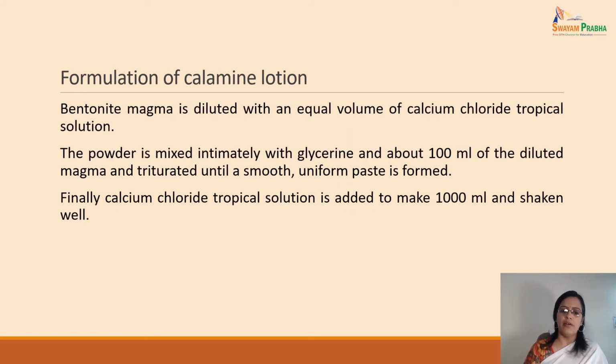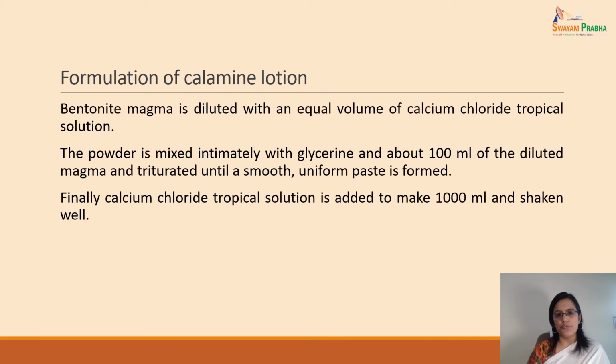Calamine lotion: bentonite magma, which is diluted with an equal volume of calcium chloride tropical solution, right? Powder is mixed intimately with the glycerin and about 100 ml of the diluted magma and triturated until a smooth uniform paste is formed. The remaining magma is then added gradually. Finally, calcium chloride tropical solution is added to make 1000 ml and it is shaken well.